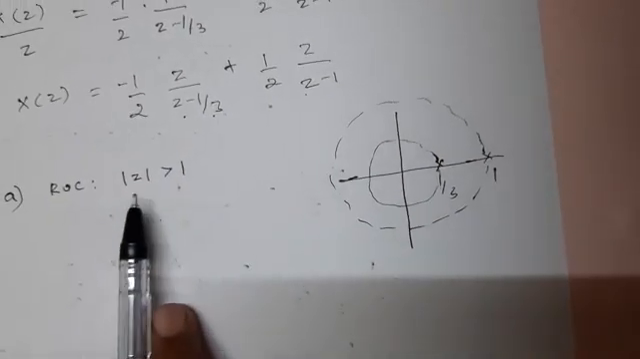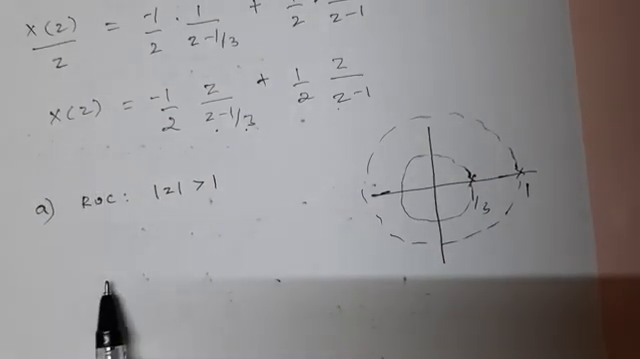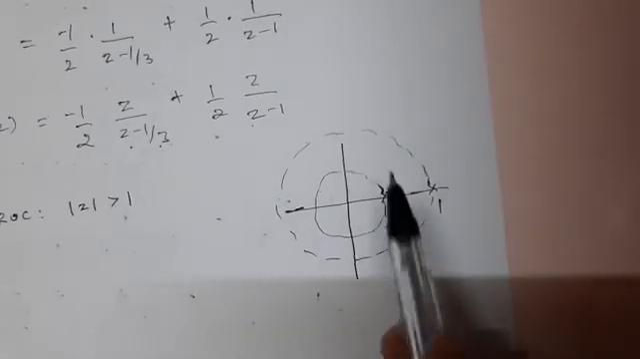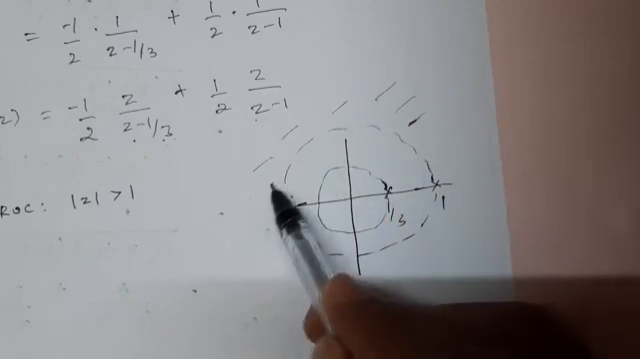So what they have given is, find the inverse Z transform of X(z), that is, find x(n) for ROC |z| > 1. |z| > 1 means what? Your X(z) values lie somewhere here.